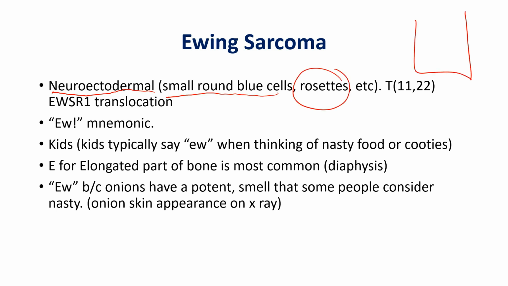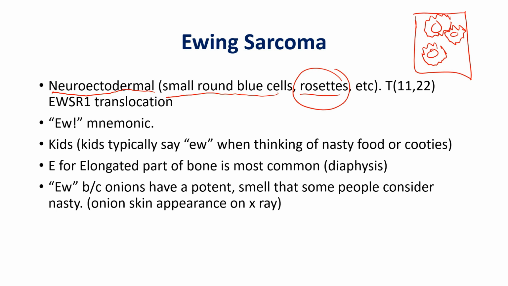And I didn't go too much into histology because it's a little too detailed. But basically, when you look at the histology, you're going to see these little regions that look like roses, that look like flowers all over. So it's called the rosette pattern. And of course there's more detail on that, but you don't have to know too much more than that for our purposes.